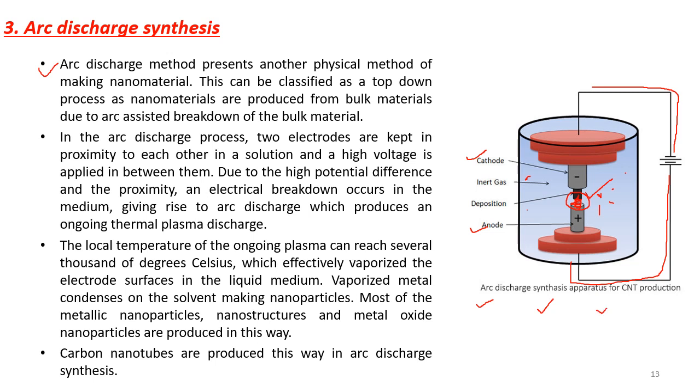The only thing you require here is a high electric supply, to create a potential difference, so that the arc is generated between the anode and cathode, which can be done with the help of transformers. So it is an easy technique, the method is simple, and it is mainly used for metal oxide nanoparticles.